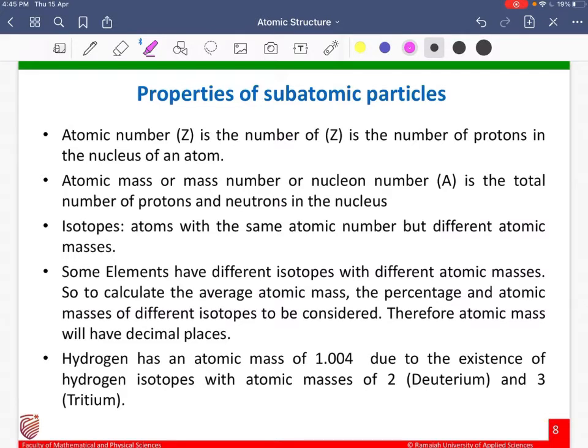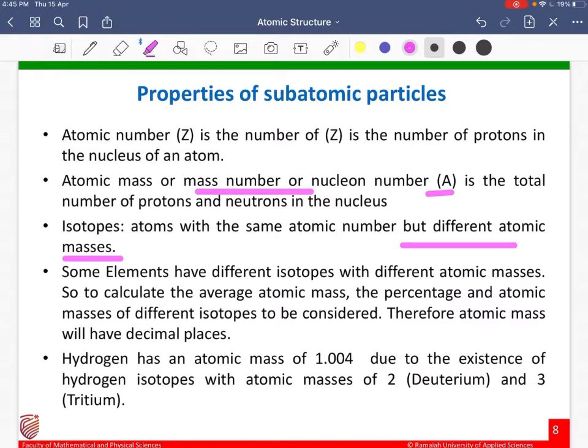Properties of subatomic particles. Atomic number Z is the number of protons in the nucleus of an atom. Atomic mass, or mass number or nucleon number, normally represented using the letter A, is the total number of protons and neutrons in the nucleus. Isotopes are atoms with the same atomic number but different atomic masses. Some elements have different isotopes with different atomic masses.